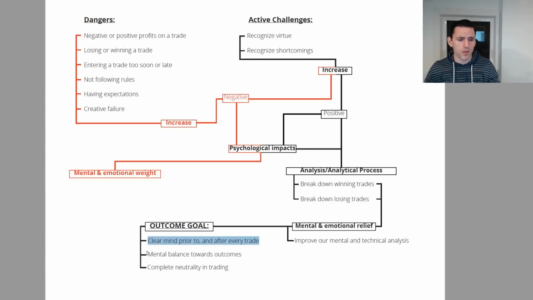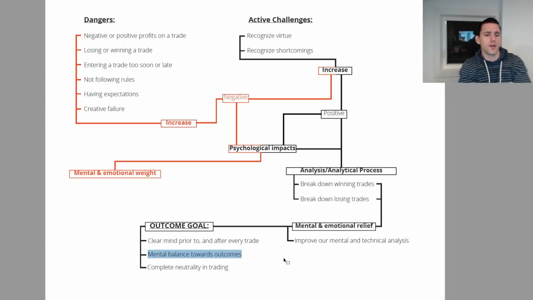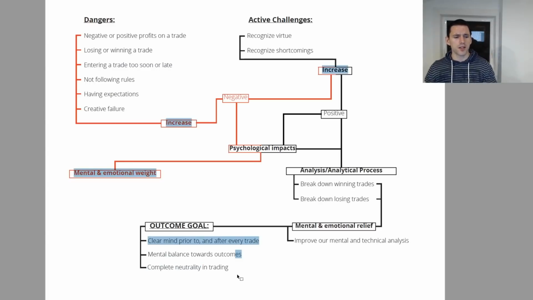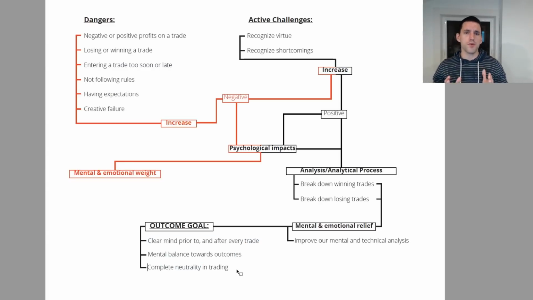And another outcome goal is mental balance towards outcomes, and that comes with a clear mind after and prior to every trade, right? Mental balance towards outcomes. We've kind of gone over this in the whole entire video. The pendulum can't swing to one side or the other. It has to stay right in the middle, because you have to act with neutrality. And that's the last line here: complete neutrality in trading. That balance will give you neutrality, whether you're winning or losing.